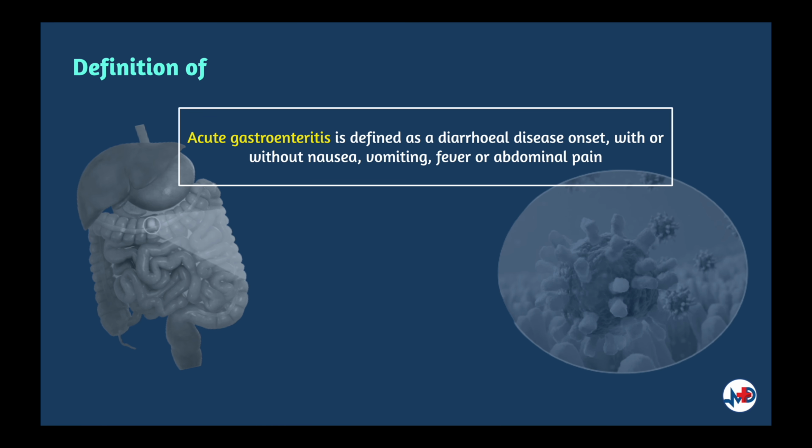Acute gastroenteritis is defined as a diarrheal disease of rapid onset with or without nausea, vomiting, fever, or abdominal pain. Acute gastroenteritis, or in short, AGE, is a major cause of morbidity and mortality in children globally.